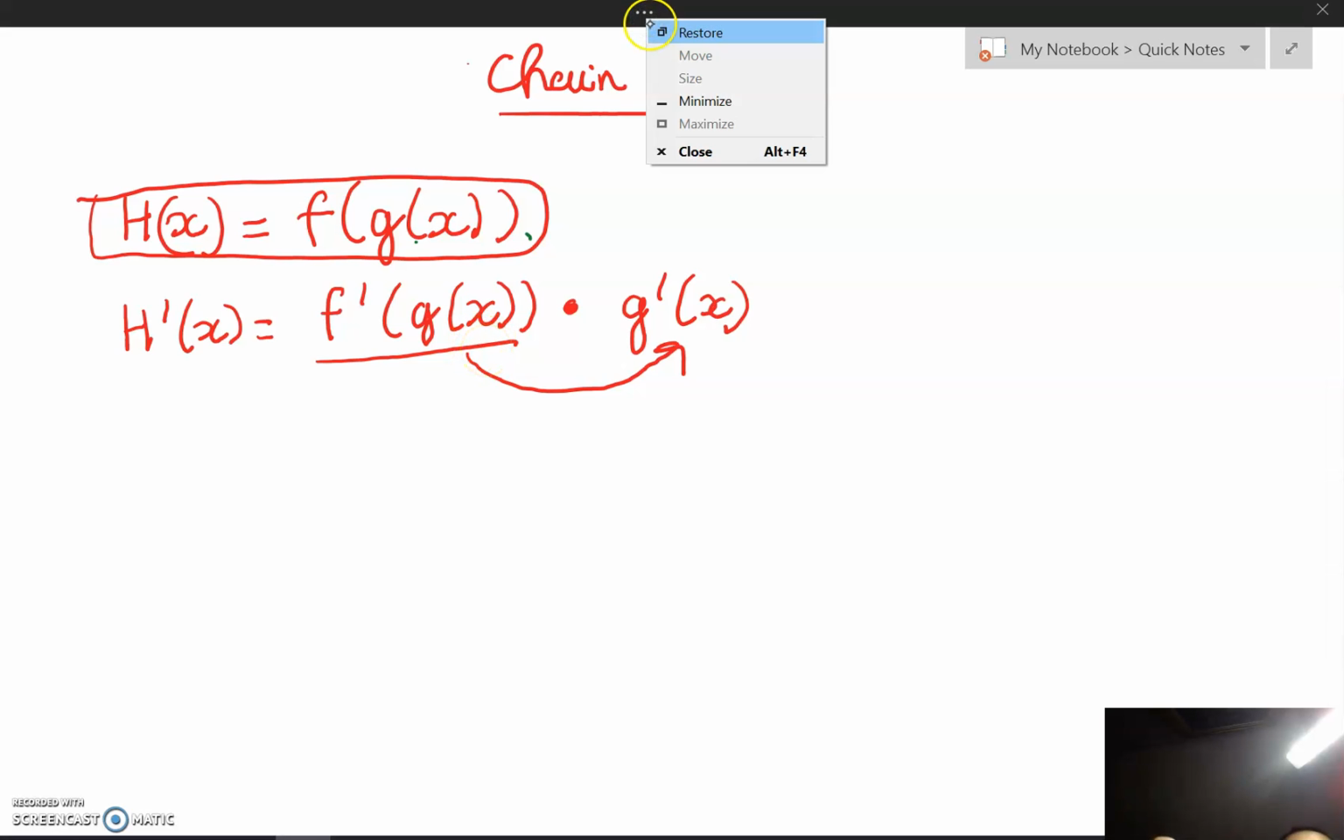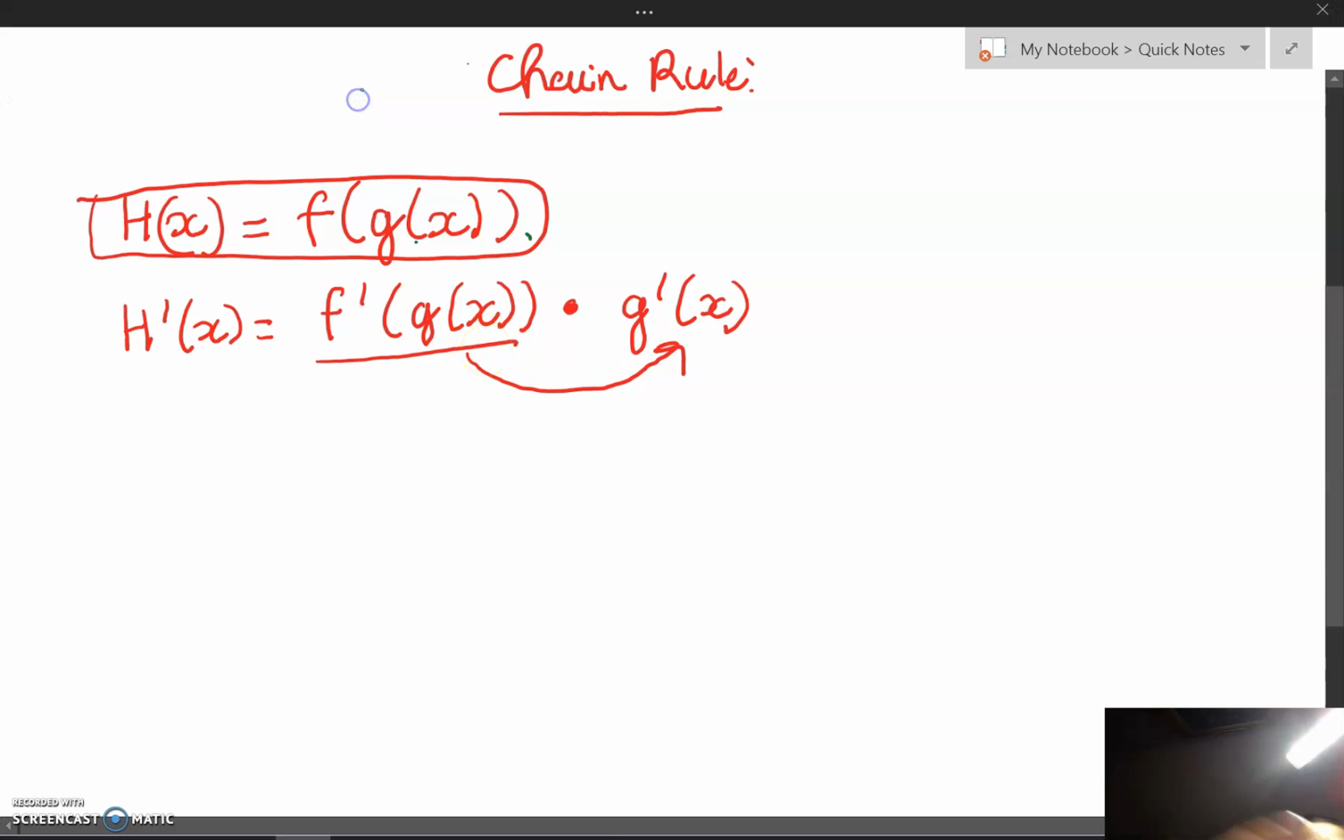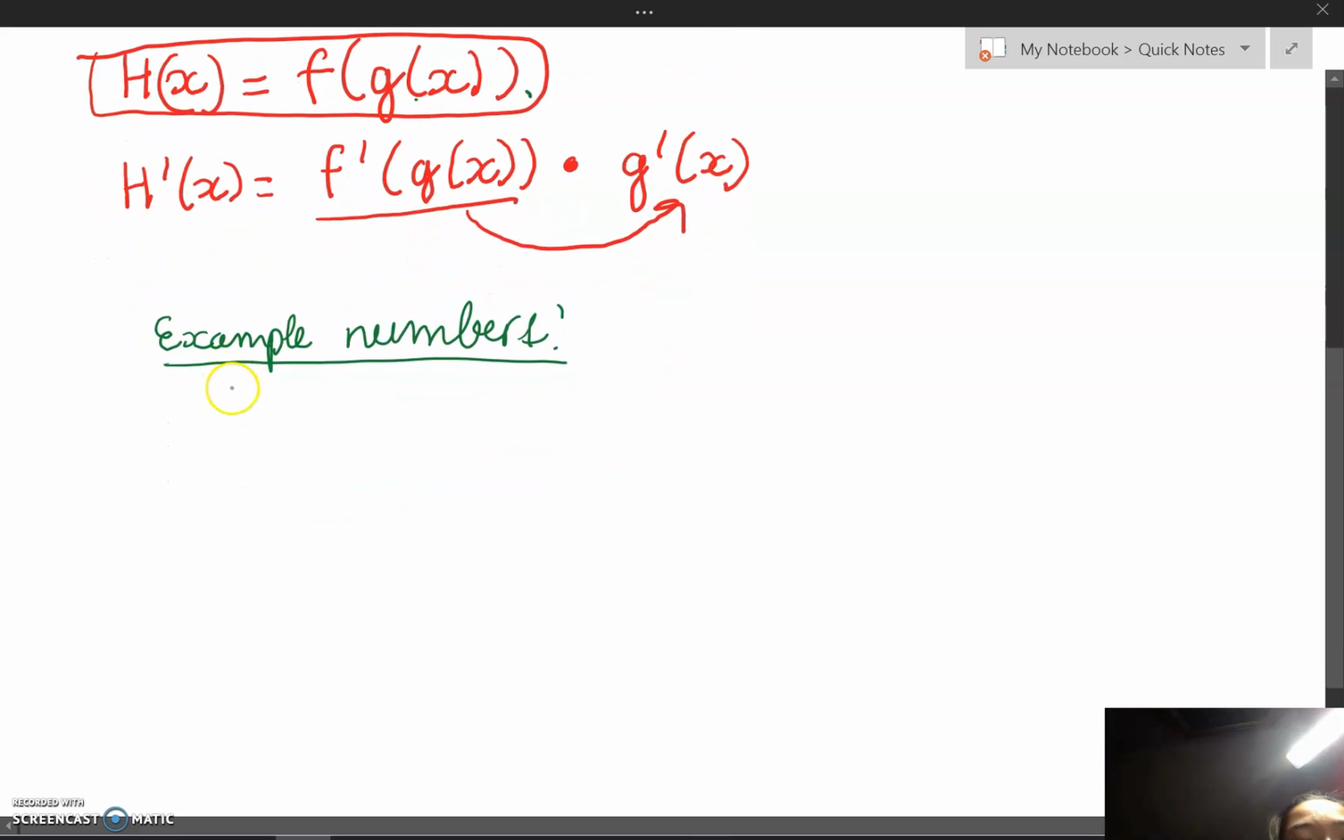So let's take a look at one of the examples. Example number 1. Okay. Let's say I have a function f of x equal to (x plus 3) squared. So how do I differentiate this?